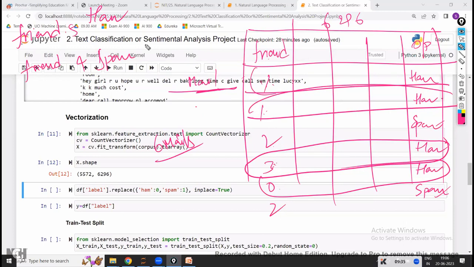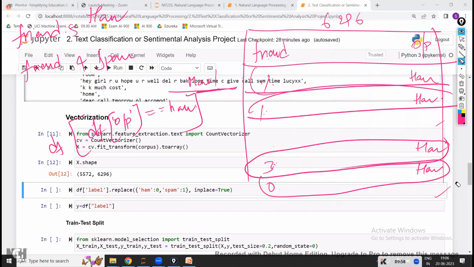How is it separated? In the backend, what is the code you have written? It is df of the output variable: you are considering the output variable wherever it is equal to ham. First, you separate the data, the ham data. Once you have separated the ham data, you will not have these rows.